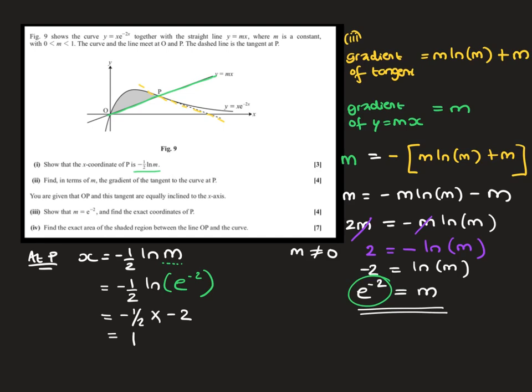Y is then equal to mx at P, because it's on that line. It's the easiest way of finding. It's easier to substitute into this than into the equation of the curve. M we know is e to the -2, and x is 1, so y is e to the -2. So the coordinates of P are 1 and e to the -2.